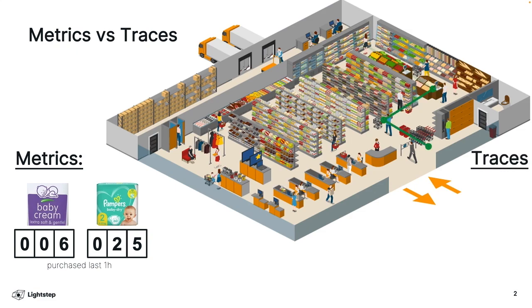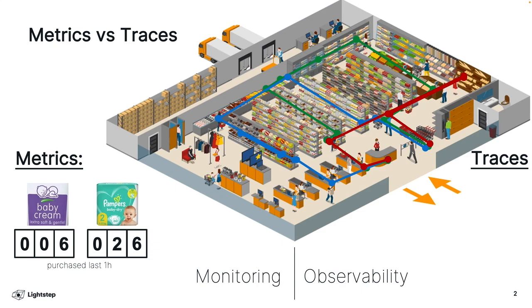Traces in my superstore are equivalent to being able to see all my customer journey inside my shop, giving me information on where they go and what they bought. These traces are equivalent in the IT world to distributed traces, commonly used in modern observability solutions.